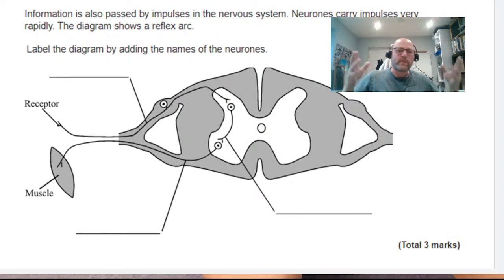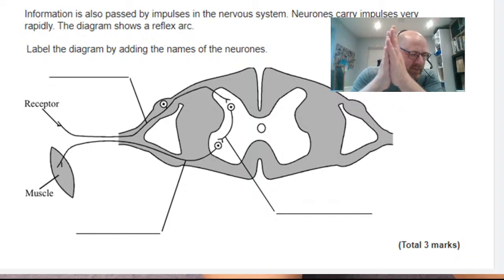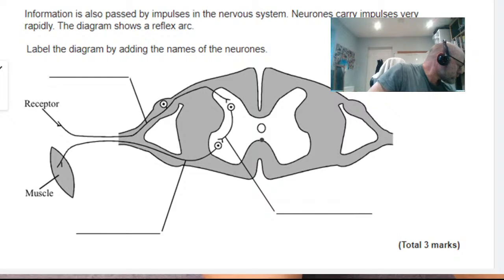Okay, so be prepared. You might get one of these. They're quite nice questions, really. See if you can do this one. 3 labels. And then after this, we'll move on to another topic. Sensory, relay, motor. Let me see. Sensory at the top because it's connected to the receptor. Relay in the middle. Motor. Yeah, nice. Yep. Sensory, relay, motor.